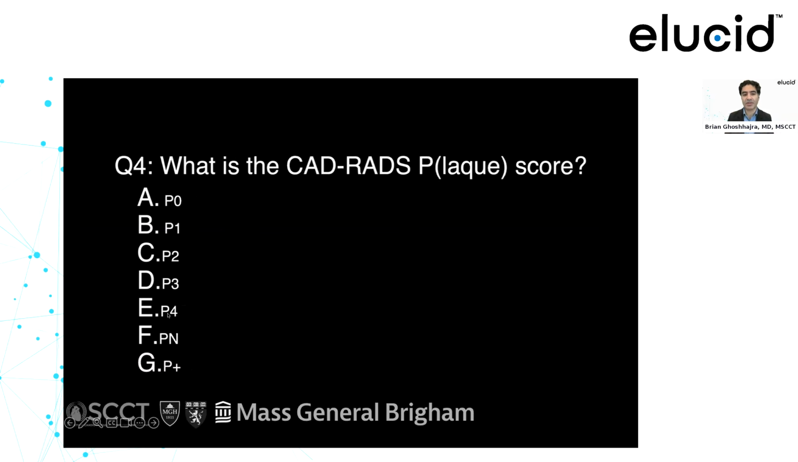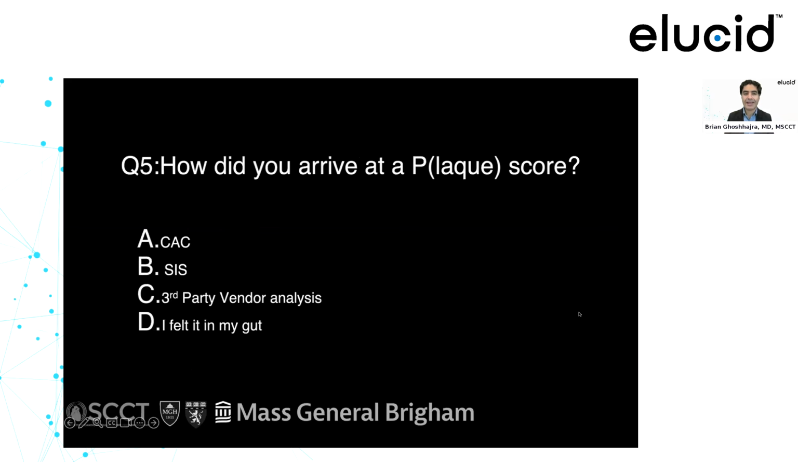And so in this case, we would give a plaque score. I think it'd probably be in the P-tier category. How did I arrive at the plaque score? Well, you could do it with calcium score, but you're going to miss all that lipid-rich plaque. You could do segment involvement. That's simple. You can do a third-party vendor analysis. And I hope you don't choose D. I hope you're not feeling it in your gut. You're actually using an objective method. Plaque should be the same no matter who reads the scan and who reads what day the scan is read.